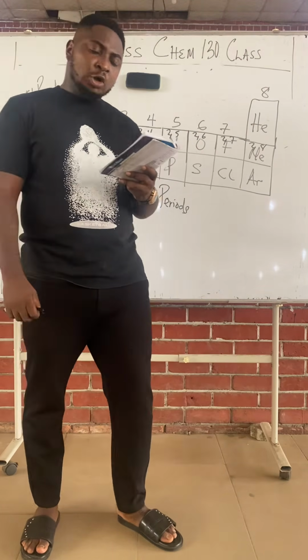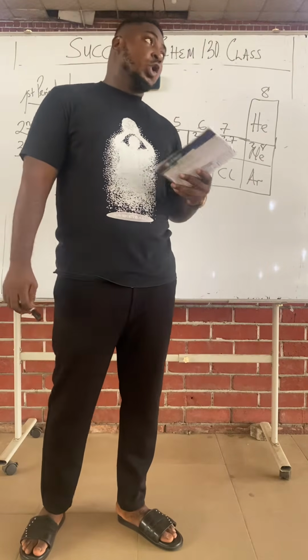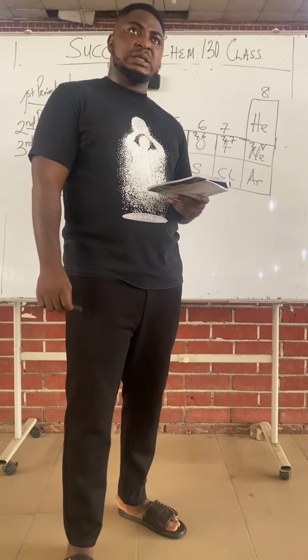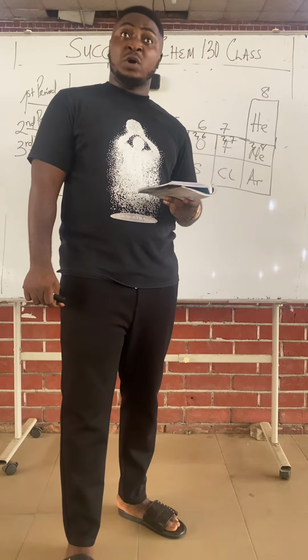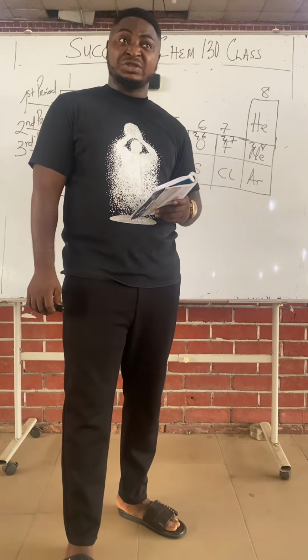Groups are the vertical columns in the periodic table. Groups are the vertical columns in the what? Periodic table.